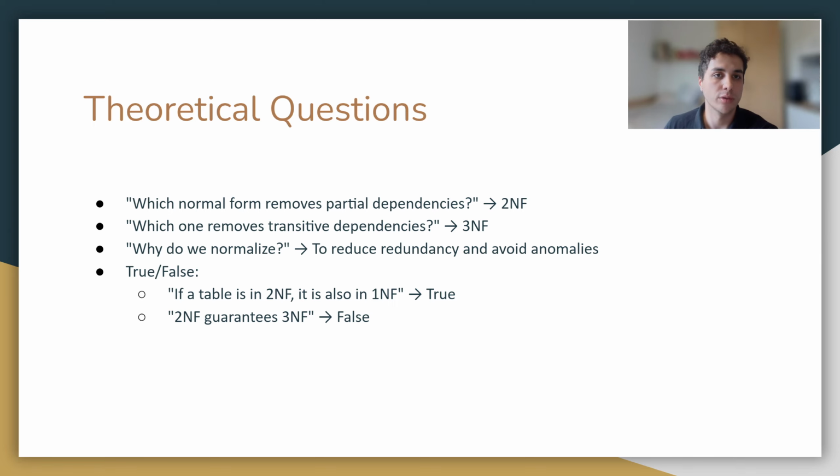It is second normal form. Which one removes transitive dependencies? It is third normal form. Why do we normalize? To reduce redundancy and avoid anomalies. And if you have true and false questions: if a table is in true second normal form, it is also in the first normal form, which is true. And second normal form does not guarantee third normal form.